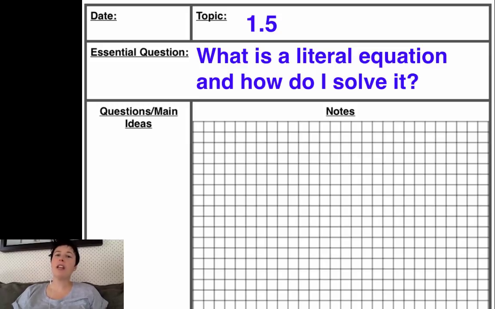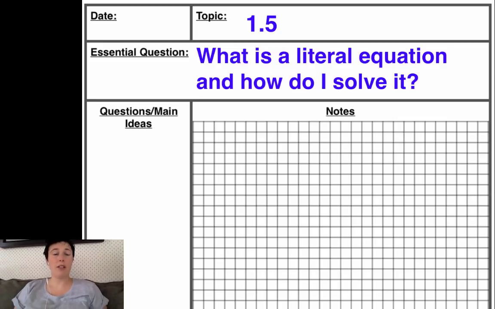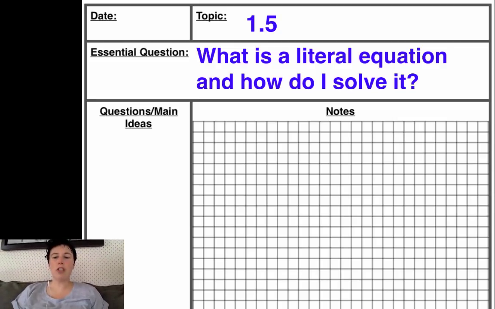And our essential question today that we're going to work on is, what is a literal equation and how do I solve it? So this whole chapter, this whole first beginning part of our book is just about how do we solve equations, and kind of reviewing and making sure everybody has the same set of skills going forward for the rest of algebra. And a literal equation is something you're going to need to know how to solve. So we're going to jump into it today and kind of take a look at it.